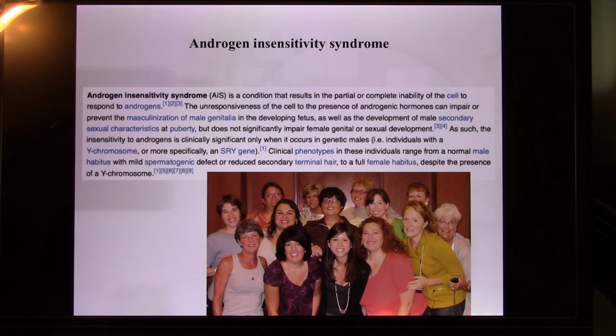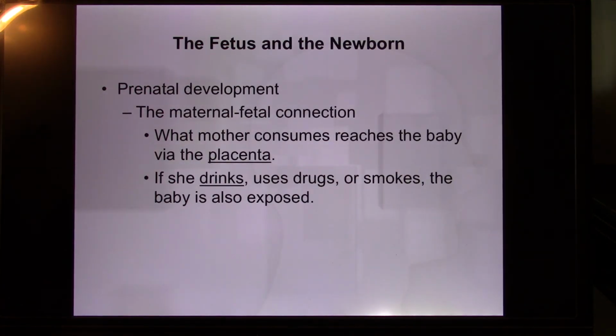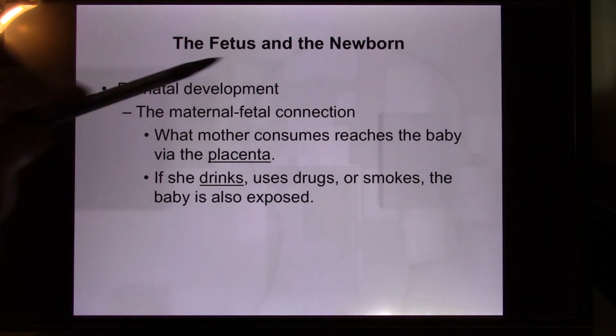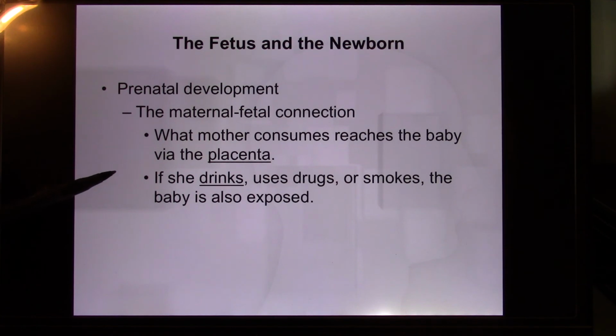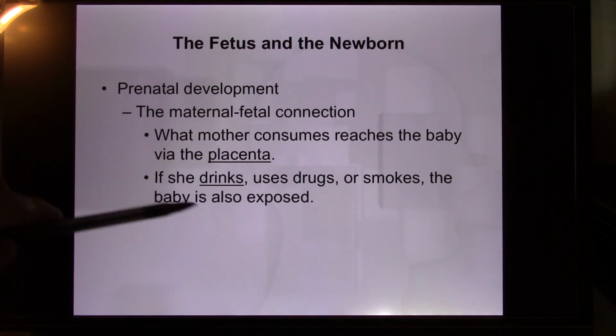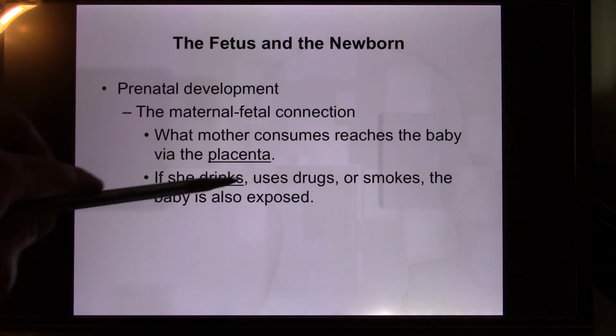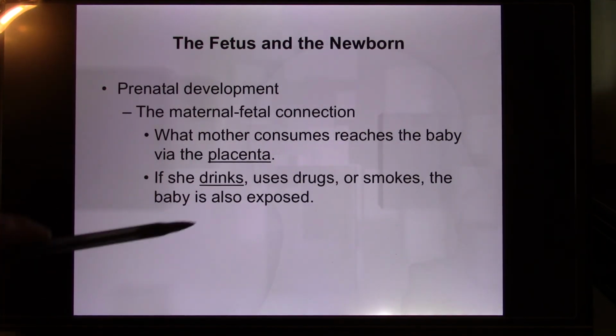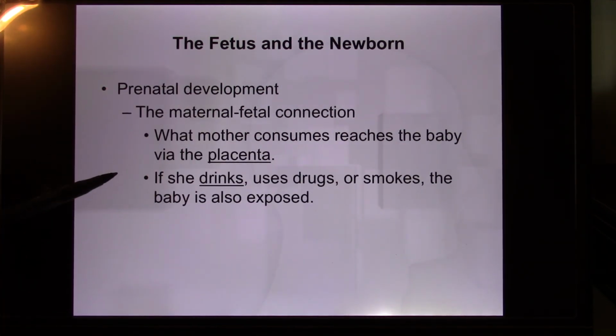And that's one example. Okay, in the prenatal development, a lot of drugs and medicines you take can go through the placenta, so they can reach the fetus. And if the woman drinks, it's very dangerous, or using drugs or smoking, it can all affect the baby.